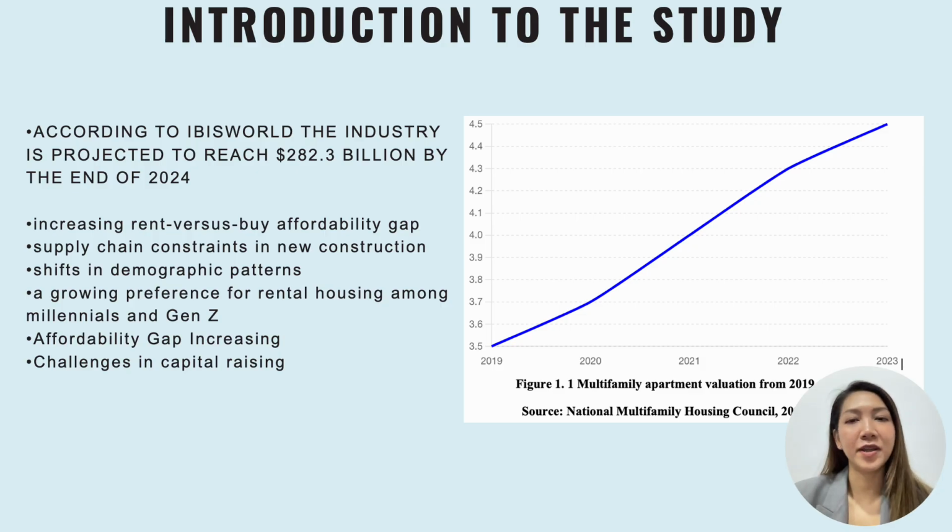The multifamily apartment investing industry is projected to reach $282.3 billion by 2024. According to IBISWorld, this growth is driven by several factors like the increasing rent versus buy affordability gap and demographic shifts, particularly urban migration. However, challenges remain in capital raising, which hinders scaling. Traditional methods such as private equity partnerships and retail investor outreach are often costly and inefficient. This study seeks to address these bottlenecks by implementing the organic pipeline system.